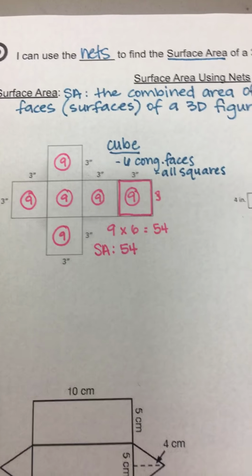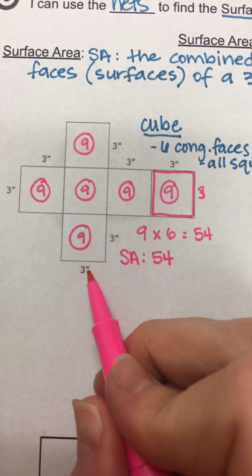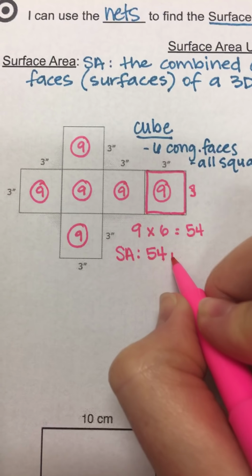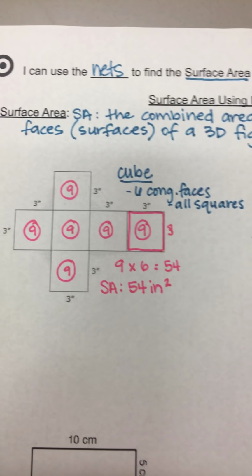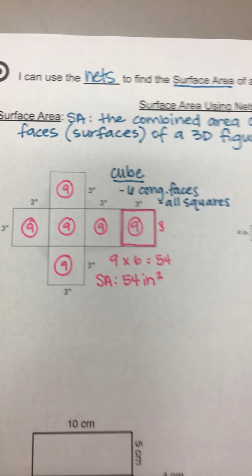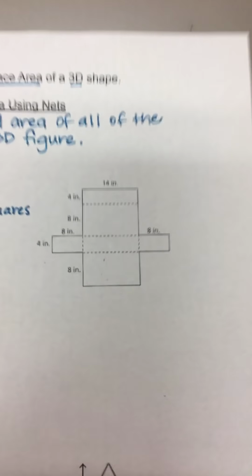Now let's do our units because this is area. Those 2 little marks beside each of those 3's means inches. So the units here would be inches squared. The surface area of that shape is 54 inches squared. Let's move on to the next shape.